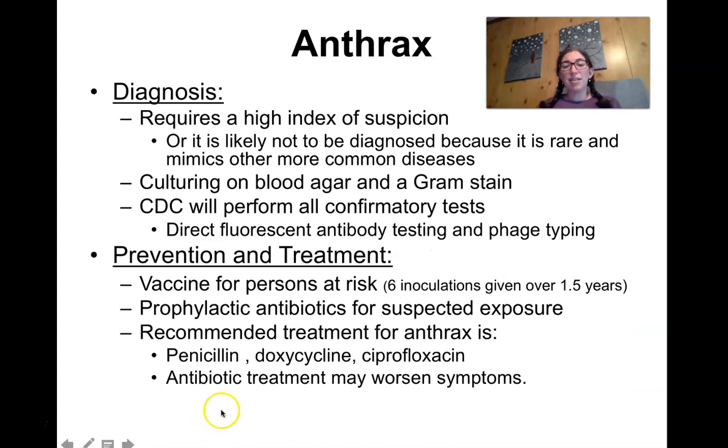There is a vaccine for it that's given to people who are at risk, but this has to be done pre-exposure. So those people who got those spores in the mail, it was too late to get the vaccine at that point. And there's 6 shots that have to be given. So it's definitely not given lightly to people who are not at risk. If somebody's been exposed, you can give them antibiotics to hopefully prevent the spread of the disease, and you can treat it with antibiotics, but still, it's a pretty aggressive disease, and you can still die from it.